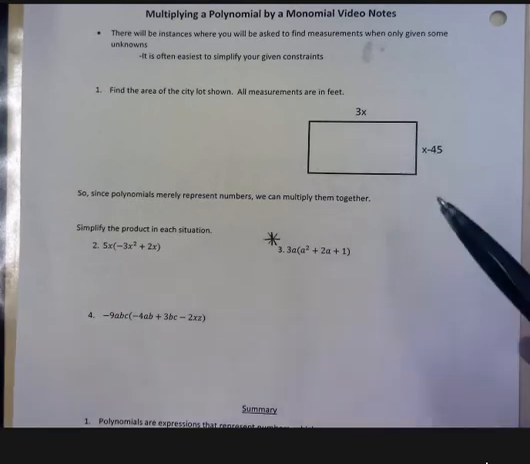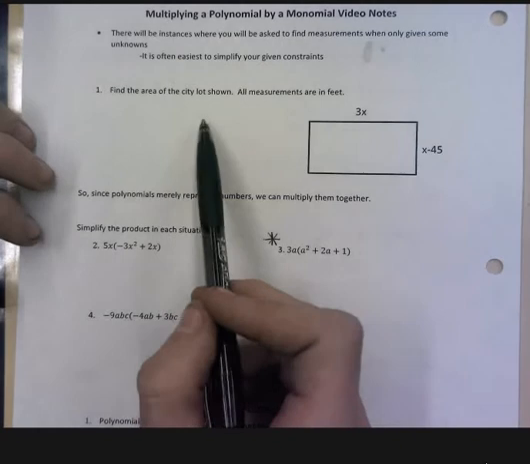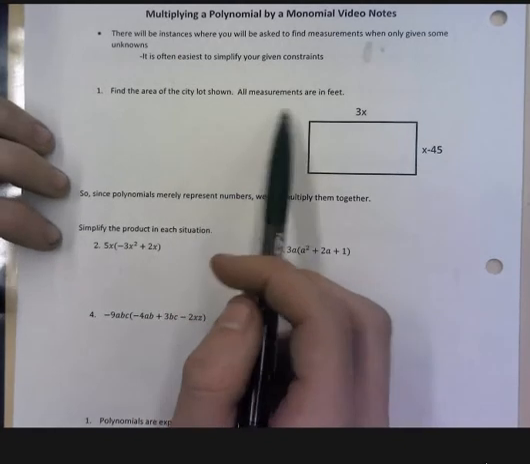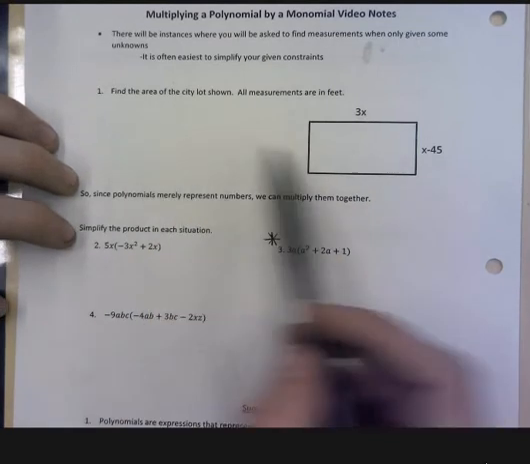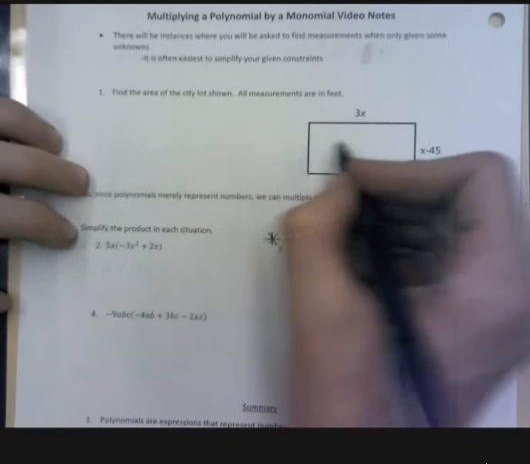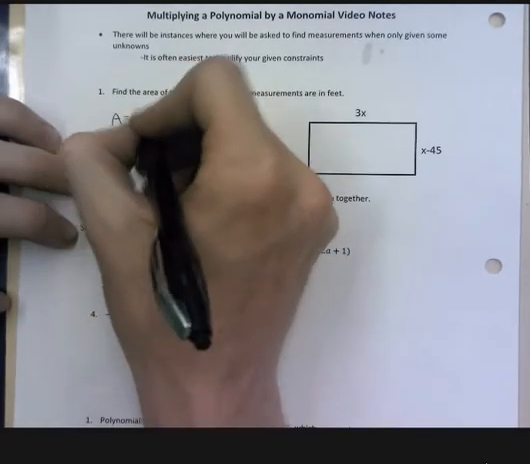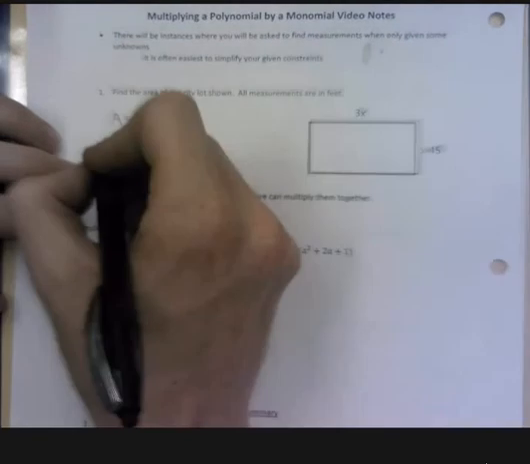So what do I mean by that? Let's start off with an example. Number 1. Find the area of the city lot shown. All measurements are in feet. It's easy enough to find the area of a rectangular shape. We just know it's length times width. Just like that. So let's plug in what we know.